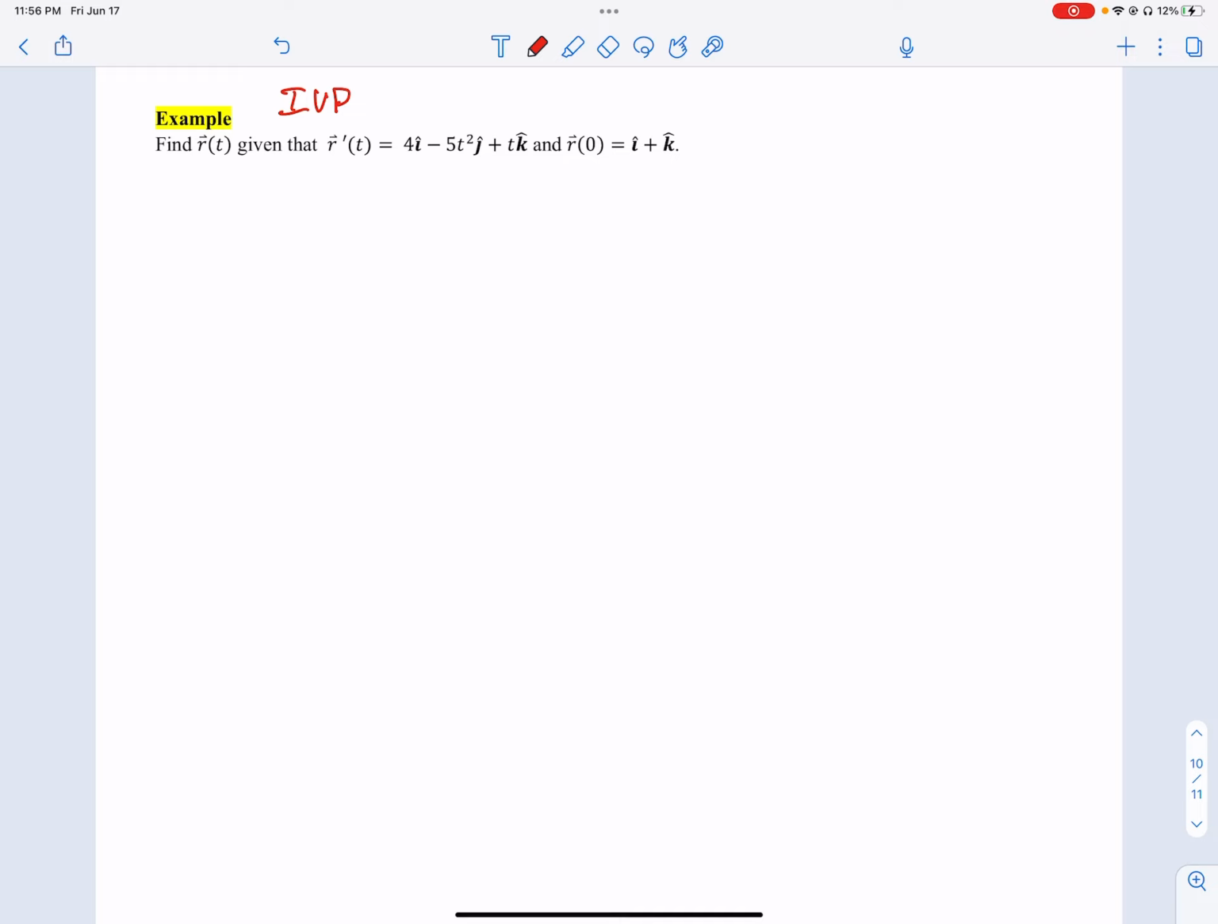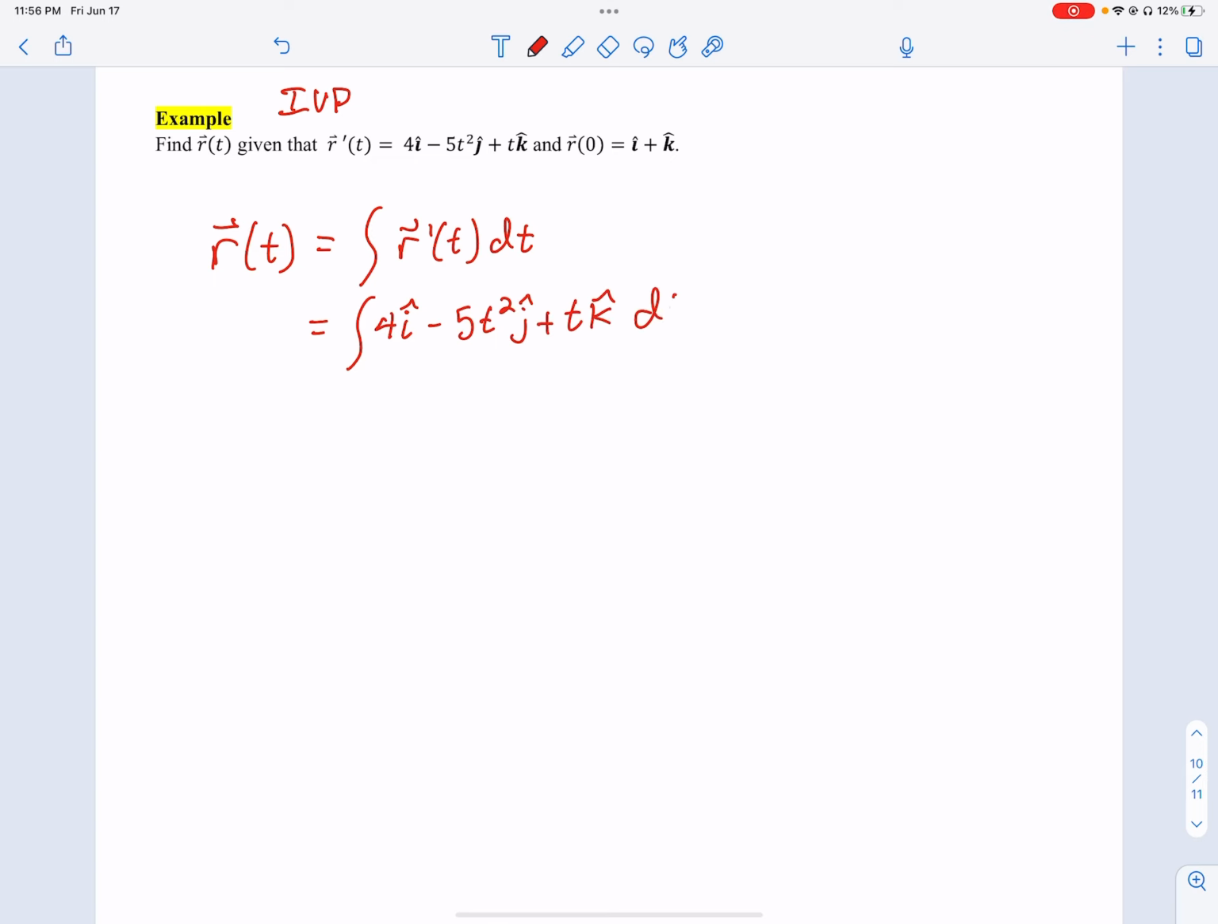So what we're doing is if I want r of t, just like in calculus, this means I just take the integral of r prime of t dt. So I'm going to throw all that stuff in there, for i, minus 5t squared j plus t k dt. Right? You just follow it like normal. 4t i, that's going to be minus 5 over 3 t cubed j, and then plus 1/2 t squared k plus c.